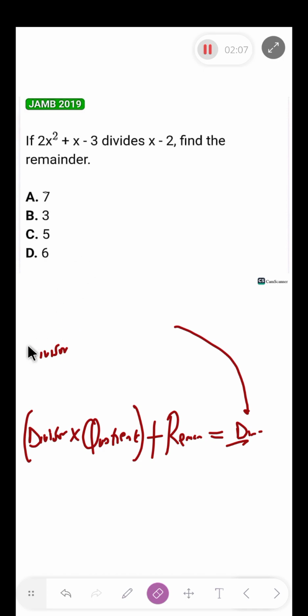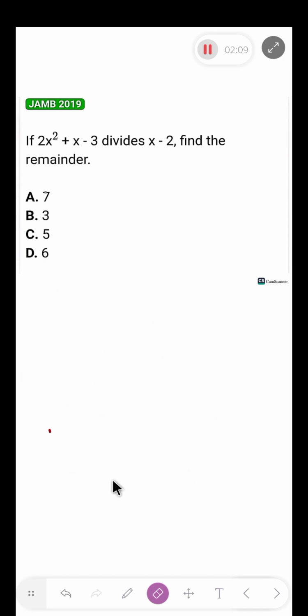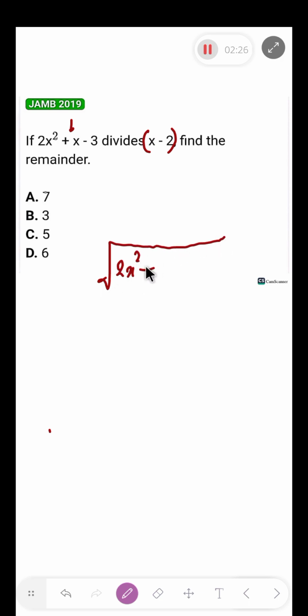So in this question, you have to follow the steps, it is very important. If 2x squared plus x minus 3 is the dividend, and x minus 2 is the divisor, then if I decide to draw something like this, inside this I will have 2x squared plus x minus 3, and the divisor is x minus 2. So the question asks us to find the remainder. Whatever I have down here is my remainder.